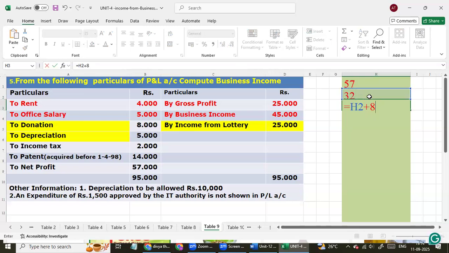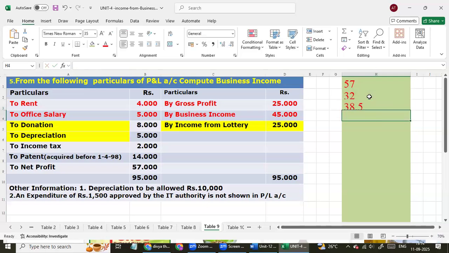In case of depreciation, I'm charging 5,000 but the allowed amount is 10,000. If it is allowed up to 10,000 and I'm charging 5,000, whichever is lower I can consider, so no change. But in case of the expenditure of 1,500 allowed by income tax, I have not charged it as expenditure, so I also have to minus 1.5. Then my correct profit will be 38,500, and this 38,500 will be the gains and income from my business and profession.